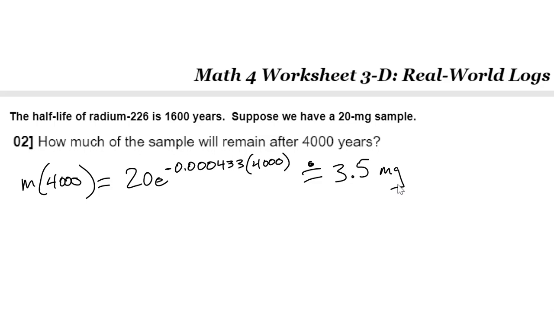How you think about it, after 1,600 years, it'll be 10 milligrams. At the end of 3,200 years, it'll be 5 milligrams. So, by the end of 4,000, it being less than 5, that's the reasonable answer.